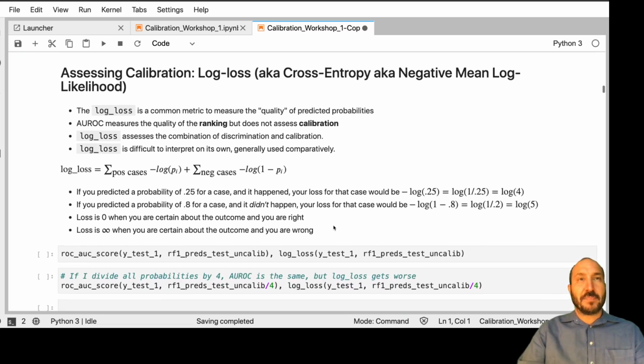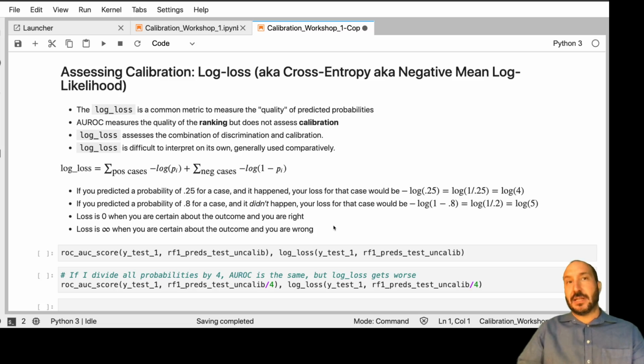Okay, so how do we assess calibration? There are lots of different ways people might think of to determine whether the model is calibrated and whether you've improved your model or not. The metric I generally like to use is the log loss. You may have used the log loss before in fitting models. It's also called the cross entropy. If you come from a stats background, this is basically the negative mean log likelihood of your data given the model. So it's a common metric to measure the quality of predicted probabilities.